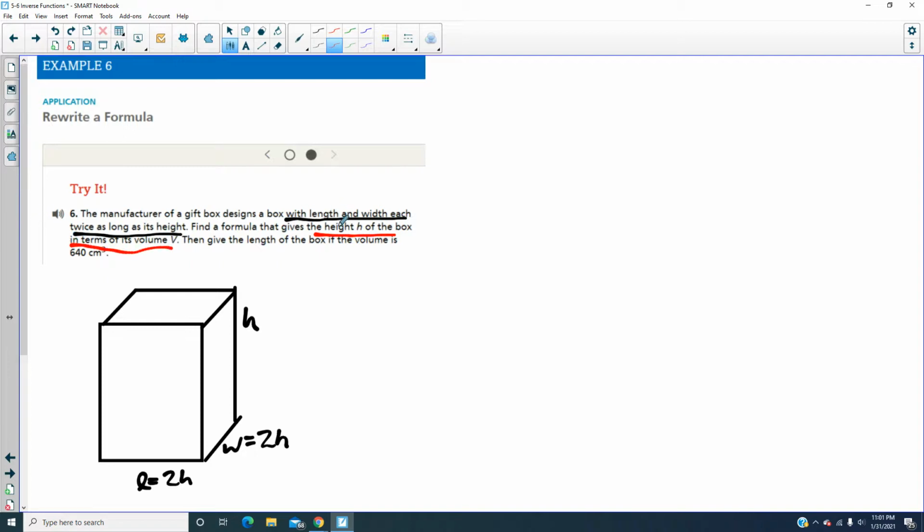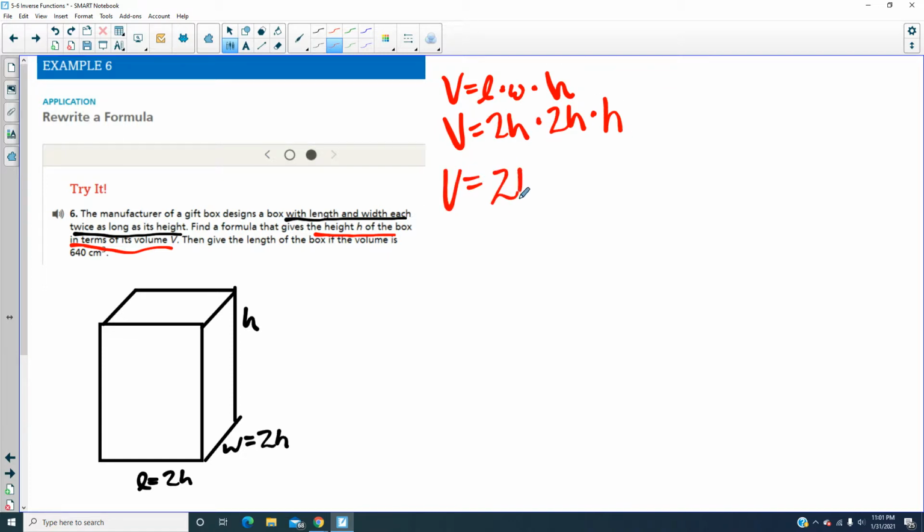Okay, well I don't have a formula for height, but I do know that the volume of a box is the length times the width times the height. And I also know that the length and width are 2h. So I'm going to replace length and width with 2h. So volume is going to be 2h times 2h times h. And if I simplify that, volume is 2h cubed.